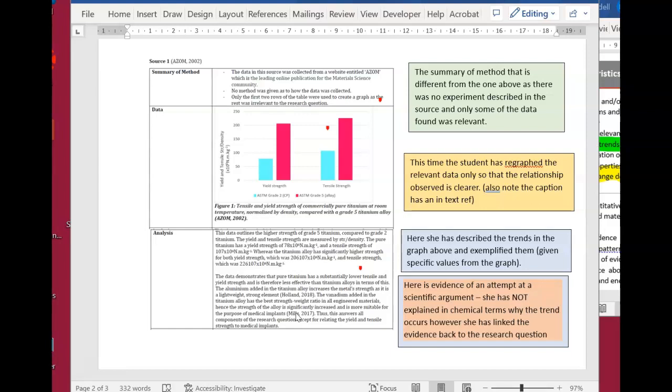So if you can't find how they got the data that you found, you must state that there was no method given, and this is a limitation of the source.